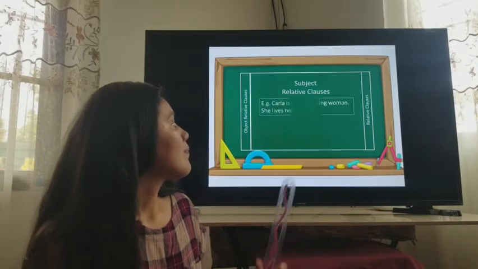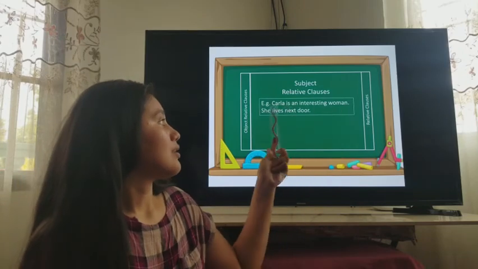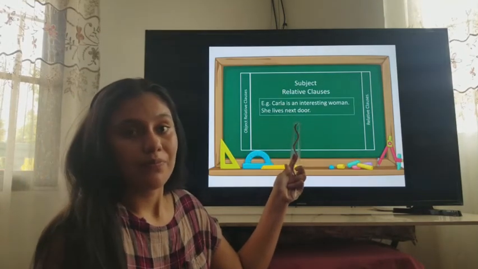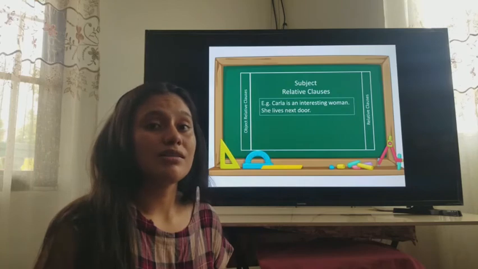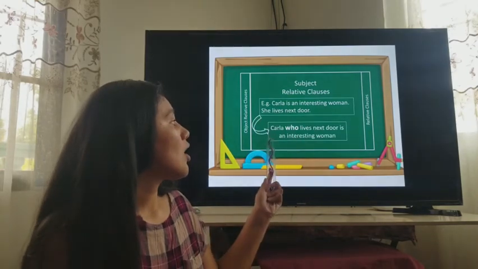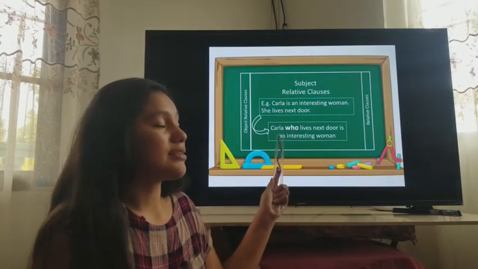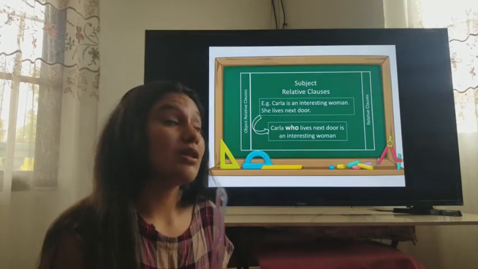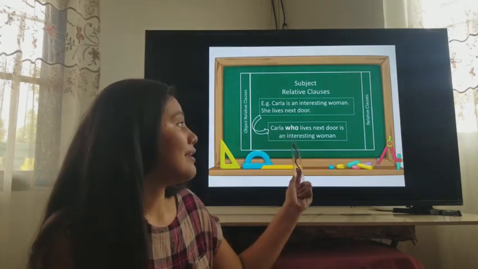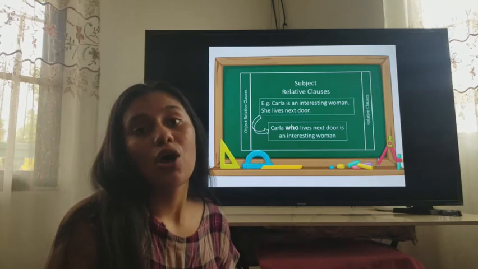For example, Carla is an interesting woman. She lives next door. With the relative clause, this sentence is going to say, Carla, who lives next door, is an interesting woman. But we can also say, Carla, that lives next door, is an interesting woman.